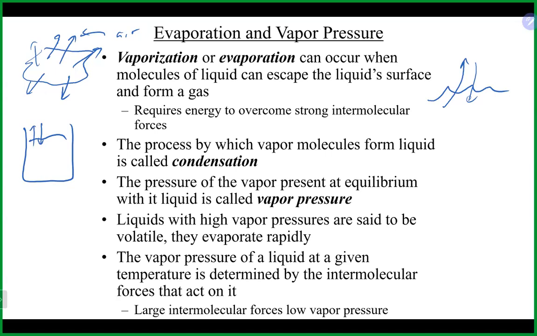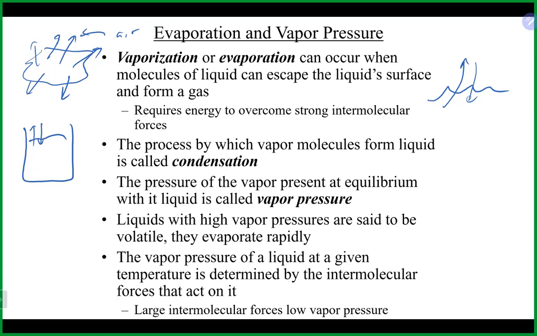So the pressure of the vapor in equilibrium with this liquid is known as the vapor pressure, and liquids that have a high vapor pressure are usually said to be volatile, which means they go into the gas phase really easily. One of the only ways you could get a high pressure is to have a lot of gas molecules. So something with a high vapor pressure means there are a lot of gas molecules above the liquid. That means they started in the liquid phase, so they're all jumping out of the liquid phase.